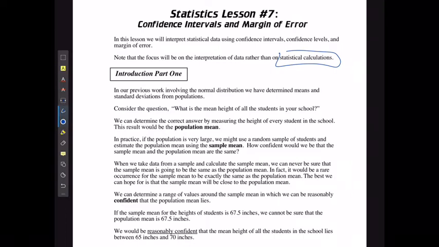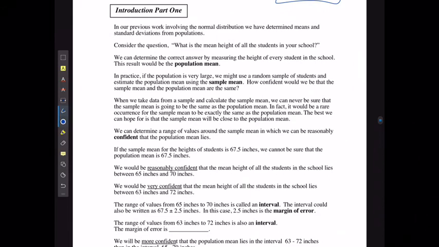the last 6 lessons. So in our previous work involving the normal distribution, we've determined means and standard deviations from populations. If we consider the question, what is the mean height of all the students in your school? We can determine the correct answer by measuring the height of every single student in the school. This would be the population mean. Because we're pulling from every student, then we would be solving for the exact average of every student.